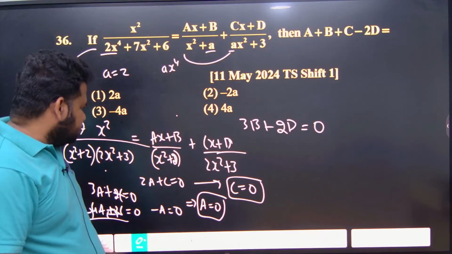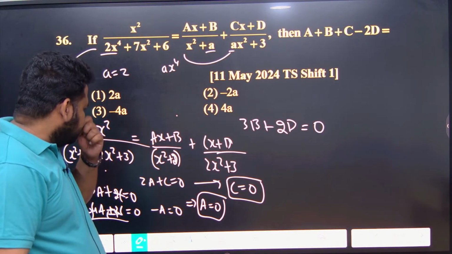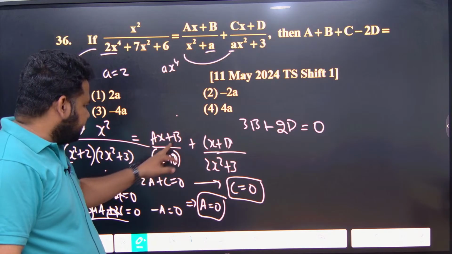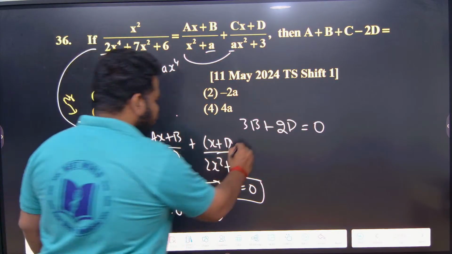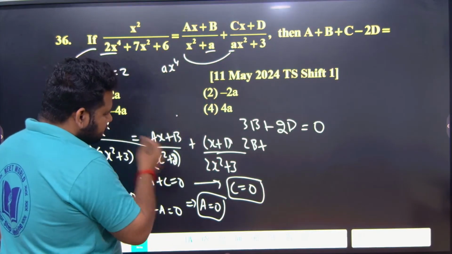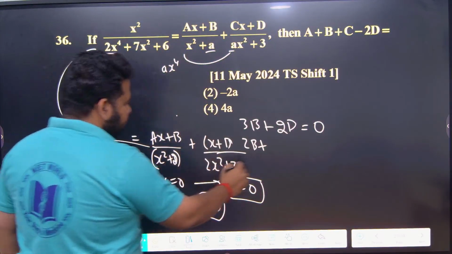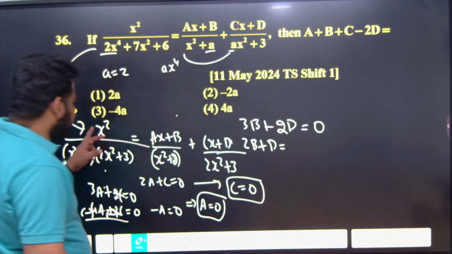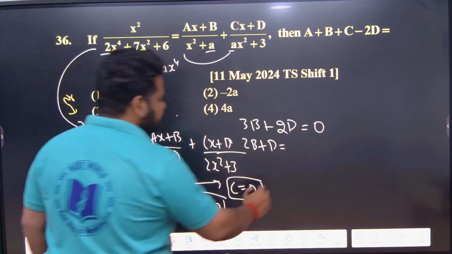Now if you take the coefficient of x square, so b into 2x square, that will be 2b, plus d. So 2b plus d will become equal to 1, since for x square the coefficient is 1. So 2b plus d is equal to 1.